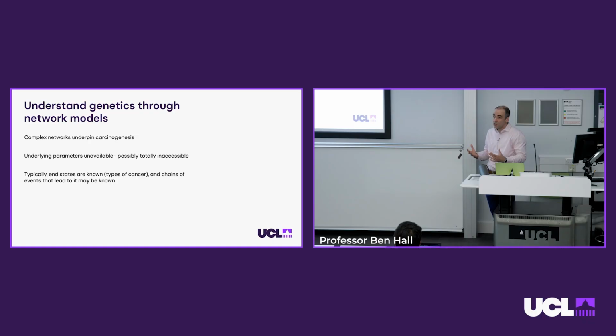Now, the difficulty we have here, particularly for human systems, is that underlying parameters are unavailable and probably totally inaccessible for many systems. But in cancer, what we do know is the end states of the cancer. And we may be able to infer some of the chains of events that lead to it through the use of a combination of human data and animal model data.